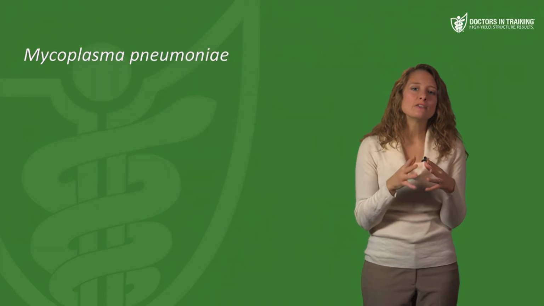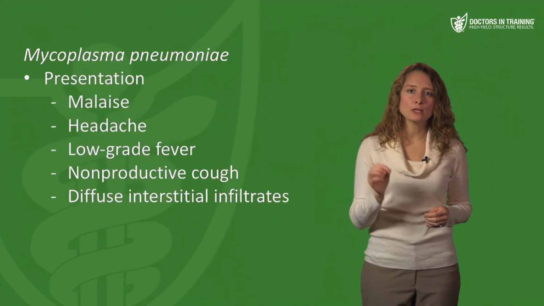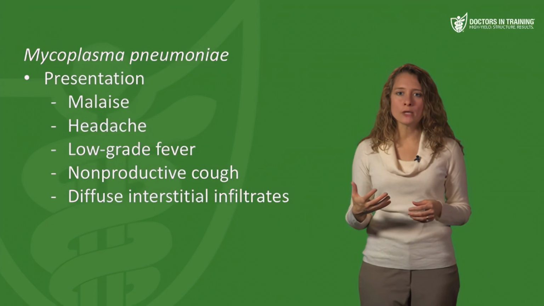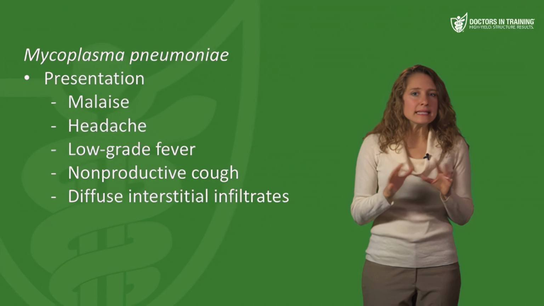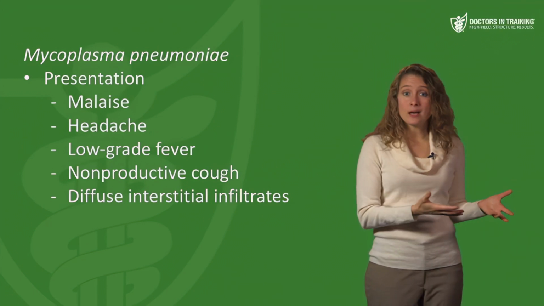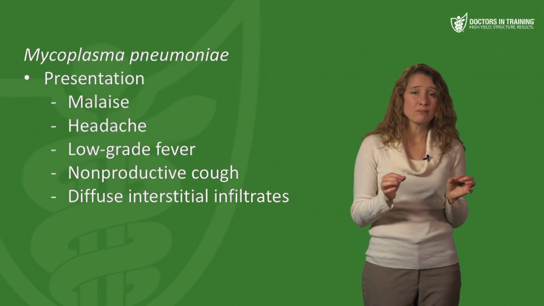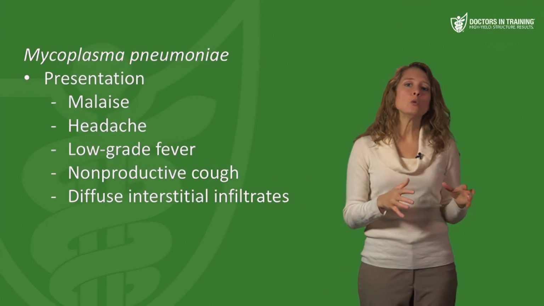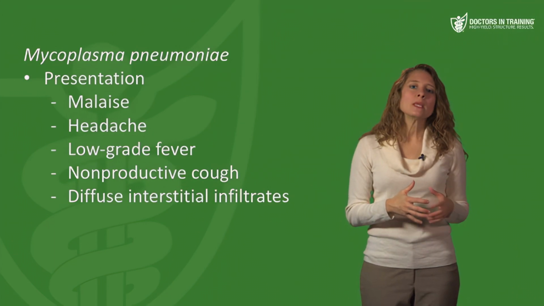Now, the first symptoms of Mycoplasma pneumoniae include malaise, headache, and low-grade fever, followed by a non-productive cough and diffuse interstitial infiltrates. This isn't the same picture that we see with typical pneumococcal pneumonia, where there's a really ill-looking patient, possibly looking a little septic, with a productive cough and a lobar infiltrate on chest x-ray.